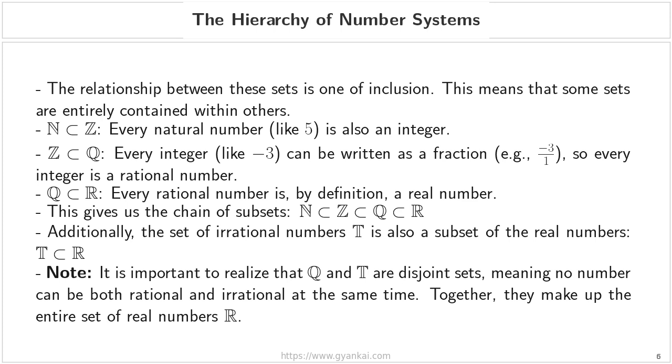The set of rational numbers, Q, and the set of irrational numbers, T, are disjoint sets. This is a fancy way of saying they have no overlap at all. No number can ever be both rational and irrational at the same time. But when you combine them, they perfectly complete the entire collection of real numbers, R.